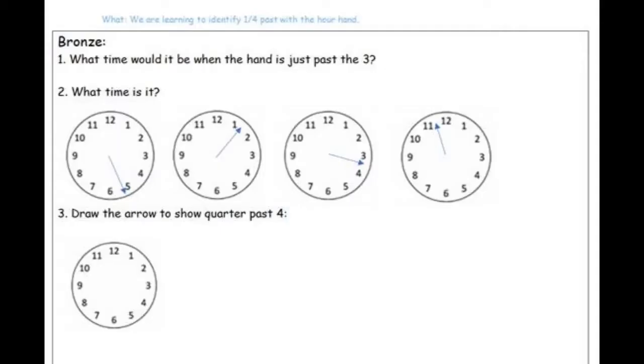So this is our bronze activity today. So recapping what we are doing today, we are learning to identify quarter past with the hour hand. So number 1, what time would it be when the hand is just past the 3? Use our warm up to remind yourself what we're looking at today. Again, number 2, what time is it? So you're just going to write down the time of each clock, either above or below. And number 3, draw an arrow to show quarter past 4. Please feel free to do that practically using your pieces of paper or post-it notes, and then draw it on there as well.